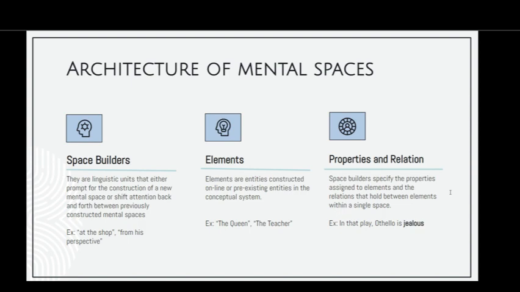So let's take the example sentence, "In that play, Othello is jealous." "In that play" is the space builder here, which prompts the creation of the mental space. Othello is the element active in this space. The word "jealous" defines the property or attribute possessed by the element, that is, Othello.